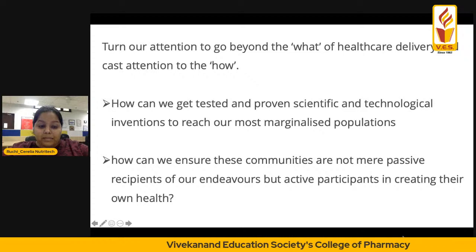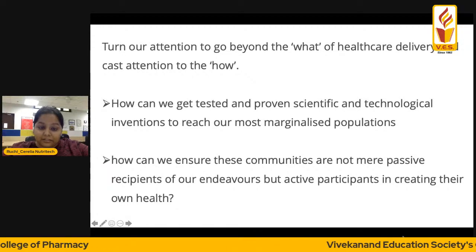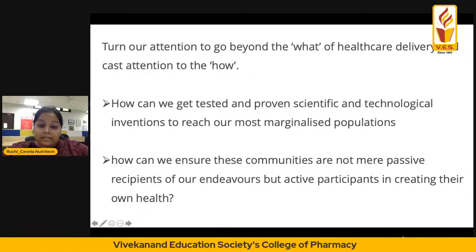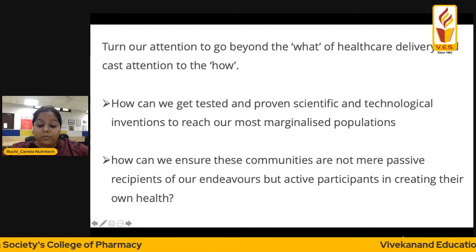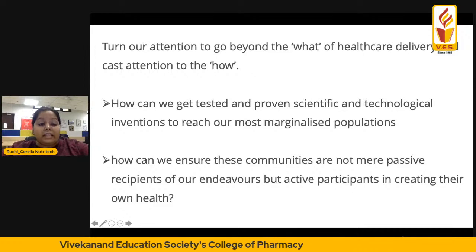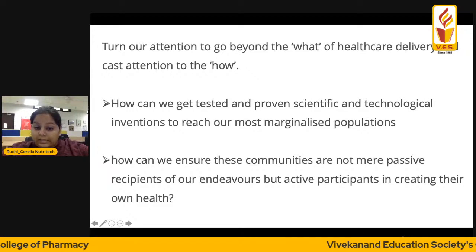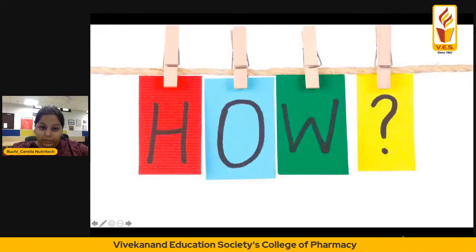So probably it's time that we move our attention from what and take it towards how we can get a scientifically proven technology or an intervention which could help the most marginalized population. There are so many rare diseases which generally big giants do not work on, because the population affected by such diseases is very low, very less in number, so the profit margins will definitely be lower. So how can we ensure that these communities, these marginalized people, or the healthcare workers or the patients, can benefit from the research that we are doing?